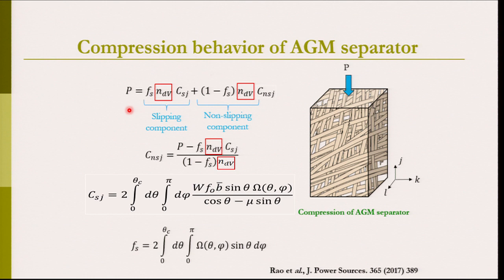And similarly, we can calculate how much force is being transferred to the slipping contact by using this equation, where Csj is the proportion of force that is being transferred to the slippage contacts on the basis of withdrawal forces, mean distance between the contacts, the critical polar angle and coefficient of friction. And once we know the values of Csj and Fs and NdV, we can calculate how much load is being transferred to the non-slipping contacts by rearranging this equation.